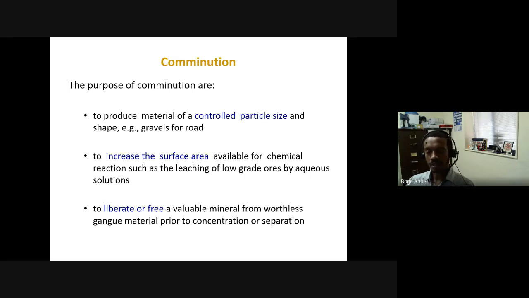Why do we need to increase surface area? Because, for example, if you do leaching, in leaching, we actually put particles in chemicals, and we're trying to dissolve the valuable commodity like copper, gold, or nickel using chemicals. And if you have high surface area, it means those particles are exposed more to the chemicals. So producing large surface area is actually very critical in mineral processing.